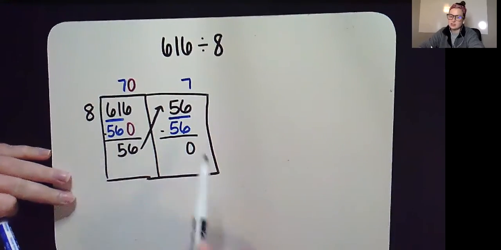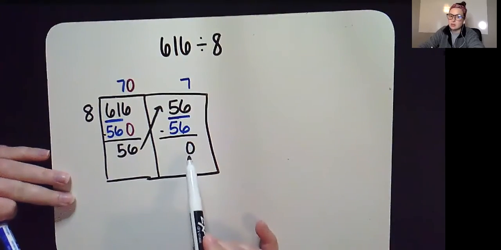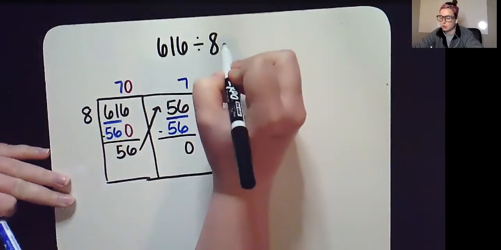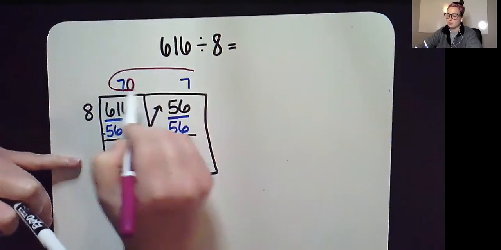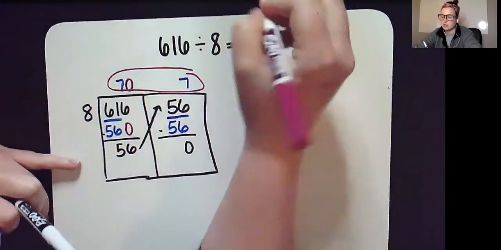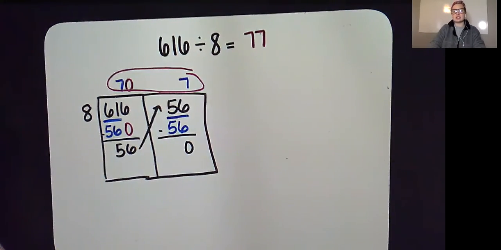0 is less than 8, so I stop. Technically, this shows me that my remainder is 0, but if a remainder is 0, you don't need to record it. So to find my answer, I'm going to add up the numbers on top of my box, and 70 plus 7 gives me 77. So I know that 616 divided by 8 is 77.